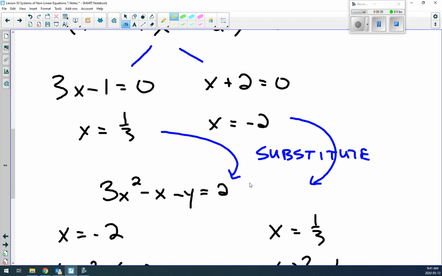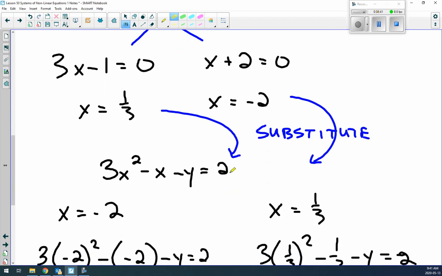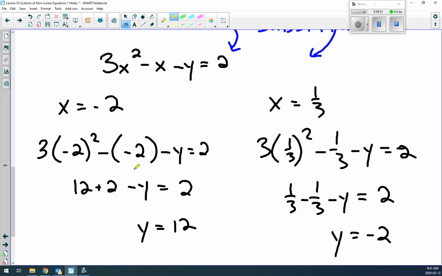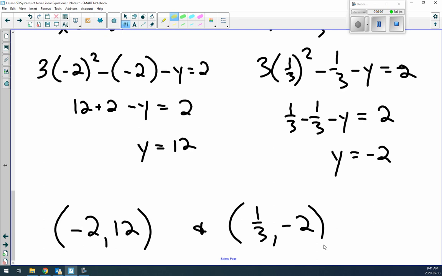Now, should you check? Well, of course. But before you check, let's substitute in. So we got to substitute in x equals 1/3. And you can substitute into either equation. It makes no difference. Because remember, you're trying to find the intersection point of two equations. So it's going to be the same for either equation. So we plug in negative 2, we get y equals 12. We plug in 1/3, we get y equals negative 2. So we have two solutions in this case. Negative 2 comma 12 and 1/3 comma negative 2. Right? Does that make sense? Give those a shot now.